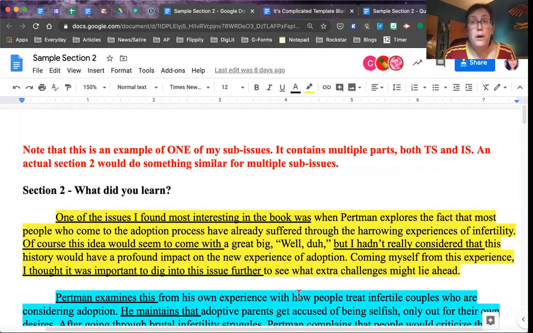This contains multiple parts. It's got some they say and it's got I say. An actual section 2 would do kind of the same thing for more than one sub issue. But I wanted to show you a couple of things on here, which is how I go back and forth between the they say and I say, where I'm talking about the book versus where I'm talking about my resources, what I'm saying about them and where I say comes into it and that kind of thing.